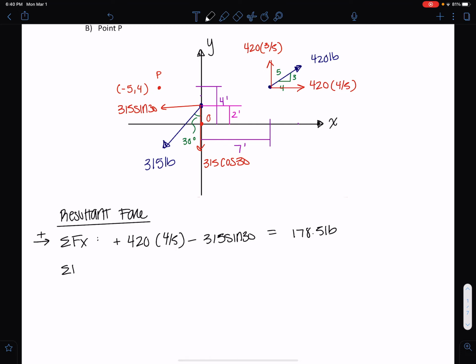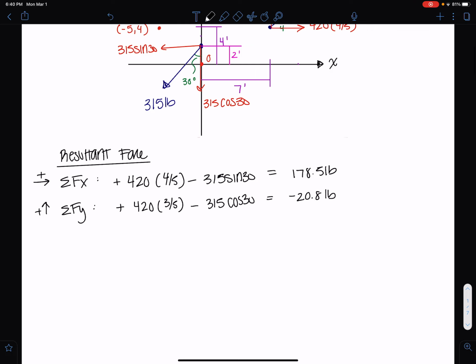We're going to do the same thing in the y direction. We're going to say up is positive, and we have 420 times 3 over 5. This is positive because it's going up. We have minus 315 cosine 30. And that's equal to negative 20.8 pounds. Negative means it's going down.